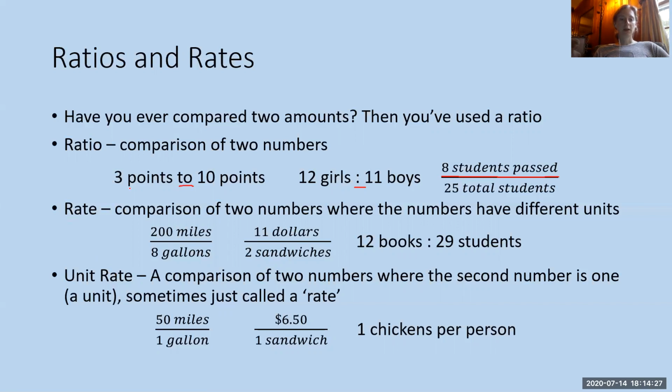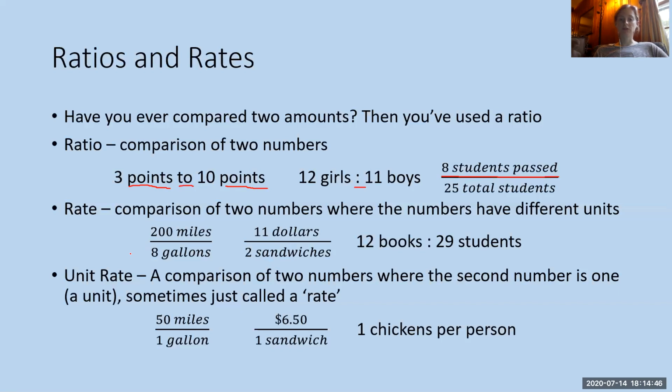In this first example here, where it says 3 points to 10 points, that was a comparison between the same kind of thing. Both of those numbers have the same units. They're both talking about points. But a rate is where we are comparing things with different units.